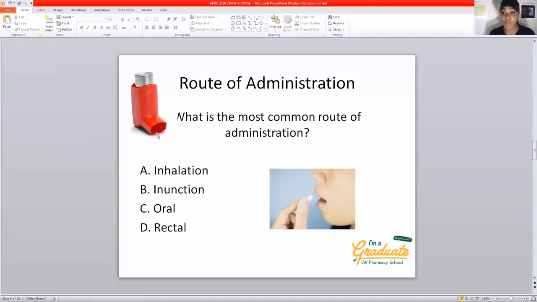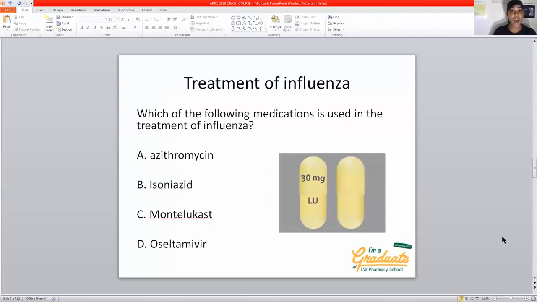What is the most common route of administration? Hey, let me ask you a question. When you go to Walgreens, CVS, Kroger, wherever pharmacy you go to, do you see a lot of inhalers on the shelf or do you see a lot of pills? I knew it. Yes, see, oral. Smartest people that I know.